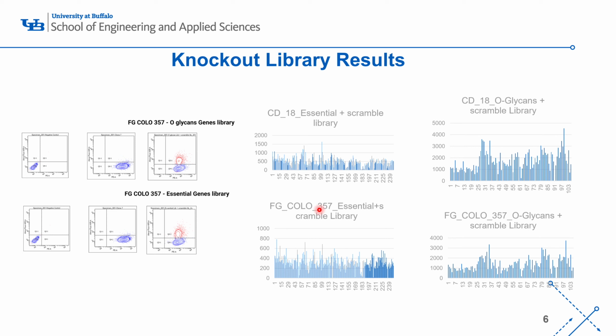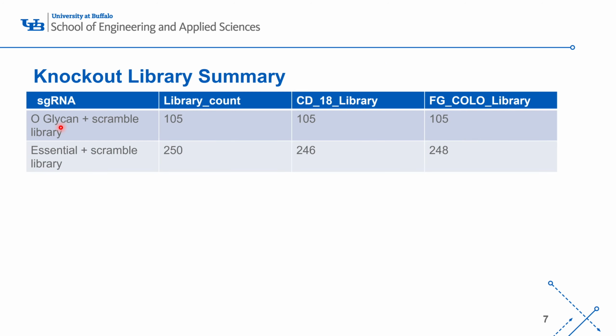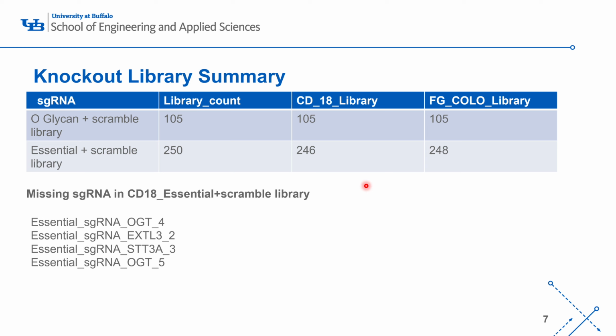The representations of the guide RNA look evenly distributed. In terms of the quantifications, in the O-glycans we have around 105 guide RNAs, and all 105 guide RNAs are present in both the knockout libraries. For the essential genes and essential plus scramble libraries, we have around 250 guide RNAs, and out of these 246 are present in CD18 and 248 are present in FG colo.